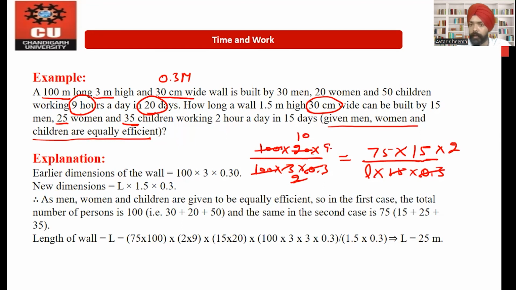10 multiplied by 9. This will be the 90. Then 90 cancels out with this one. It will be the 6. Then 6 cancels out with 75. 75 you can write down 75 multiplied by 2, and that is 150. 150 divided by 6. So this will be the length. Length will be the 25 meter.